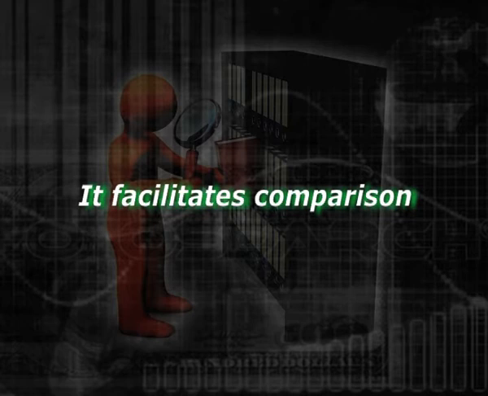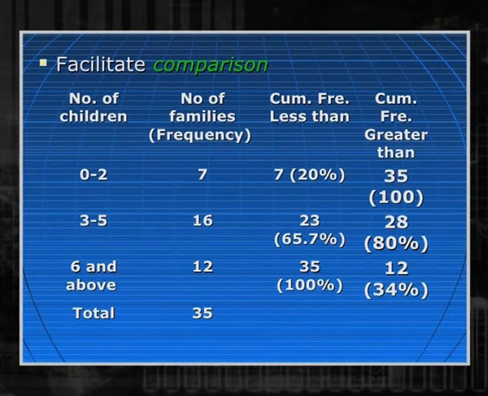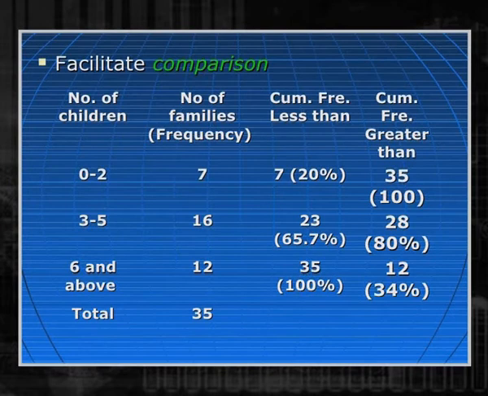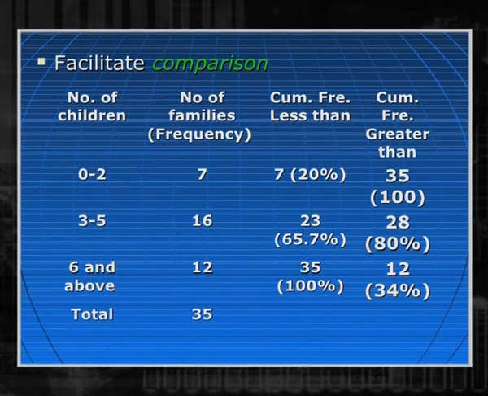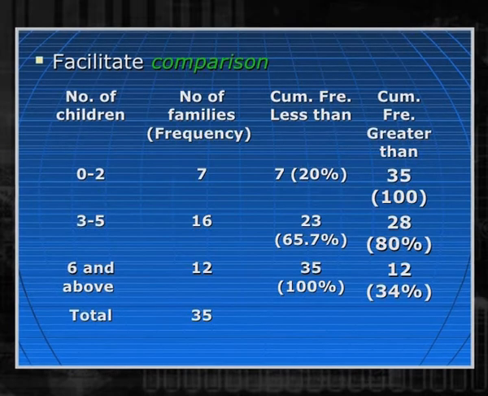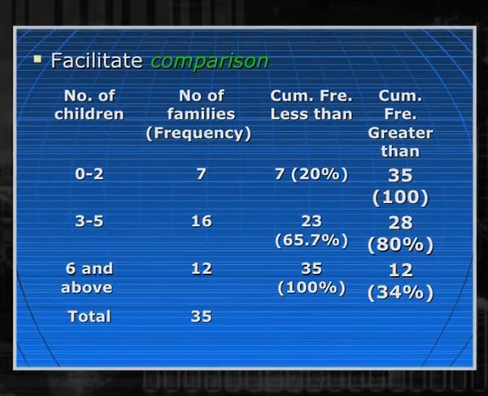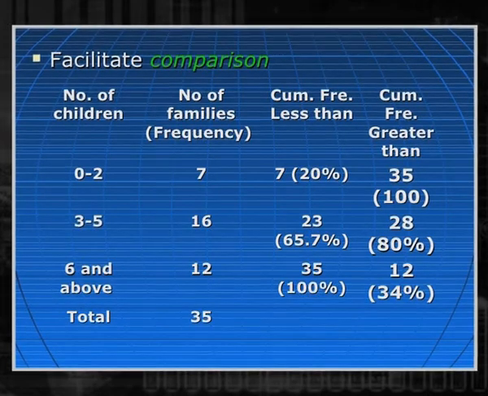Second point, it facilitates comparison. Tabulation facilitates comparison. Since a table is divided into various parts, and for each part there are totals and subtotals, the relationship between different parts of data can be studied much more easily with the help of tables than without it. The reader is saved the needless exercise of memory.